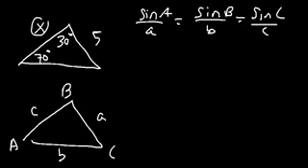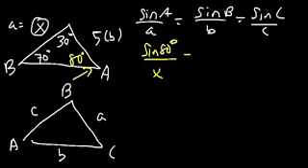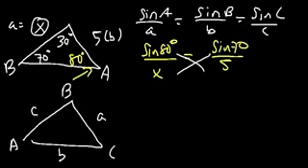So let's say that we want to solve for x. We're going to call this angle A, so this is side A. And this is angle B. We'll call this side B. So first you've got to find the missing angle. The three angles of a triangle add up to 180. So 180 minus 30 minus 70, that's like 180 minus 100. This has to be 80. So sine 80 over the opposite side, which is x, is equal to sine 70 divided by the opposite side, which is 5. So let's cross multiply.